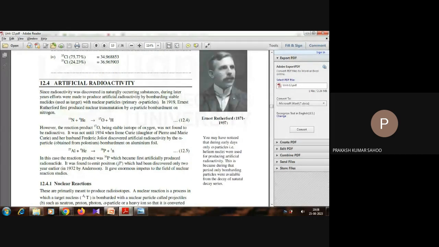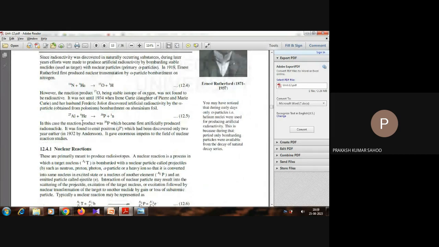Then artificial radioactivity. This was first given by Ernest Rutherford. That is, he bombarded nitrogen 14 with alpha ray. The products are oxygen 8 17 and a proton. Like the second artificial one was aluminum 13 27 bombarded with helium, that is alpha ray. It will give phosphorus 30 with one neutron, n 0 1.